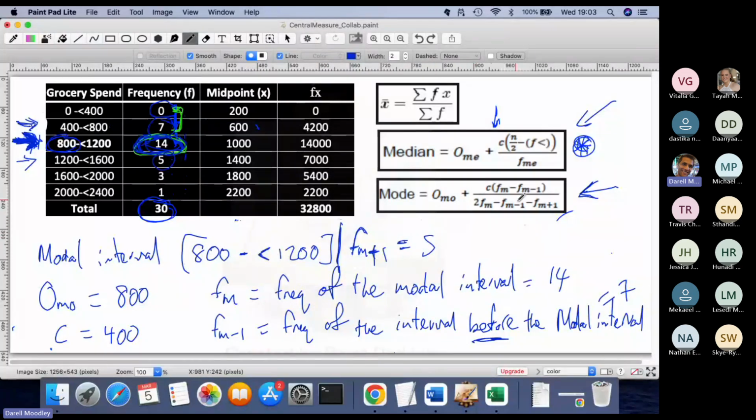So now you have the values for everything in this formula. You have f_m plus 1, you have f_m minus 1, you have f_m, you have C, and you have L_mo. You just have to substitute everything into this formula. And when you do that, you'll find that the mode, the value for the mode, is 817.5.